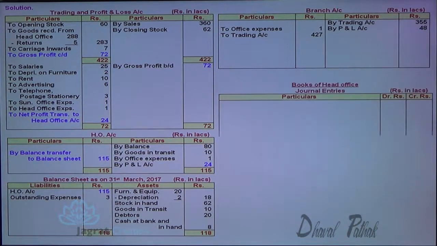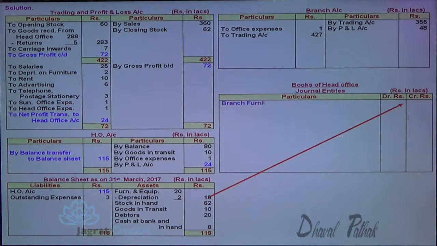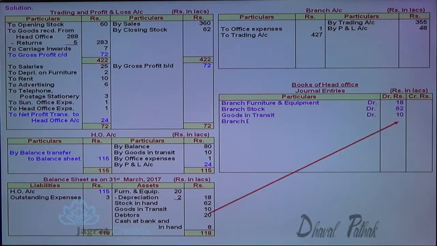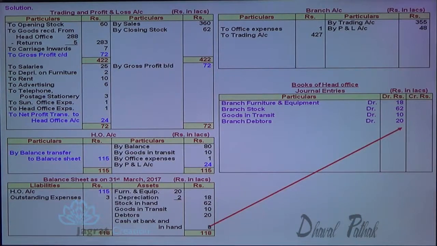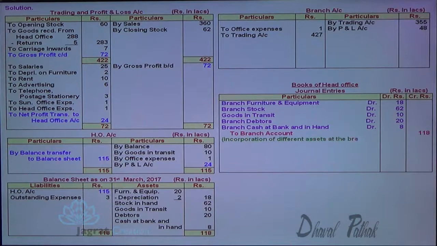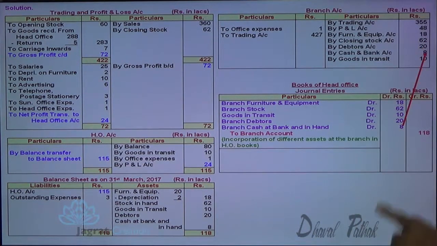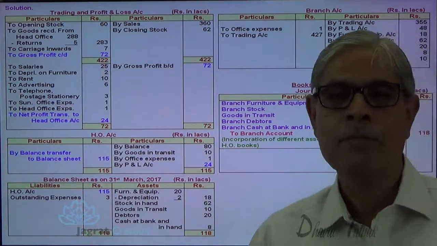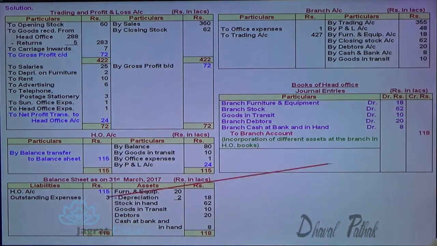Now absorption of assets. All these assets are taken over by HO at the end of the year. Equipment account debit, stock account debit, goods in transit account debit, debtors account debit, cash in hand and at bank account debit. Branch is the giver of these assets, so branch account is to be credited. So all these assets absorbed will be recorded on the credit side of the branch account. So the branch account is credited with 118. Now this liability is also to be absorbed. So branch account debit to outstanding expense account credit.